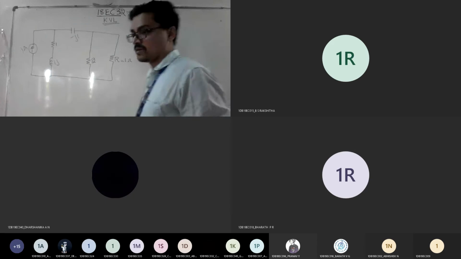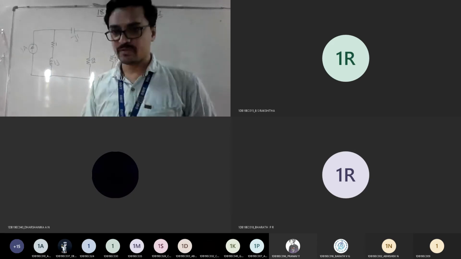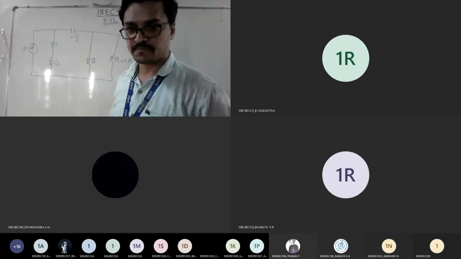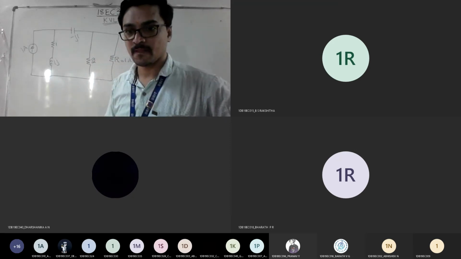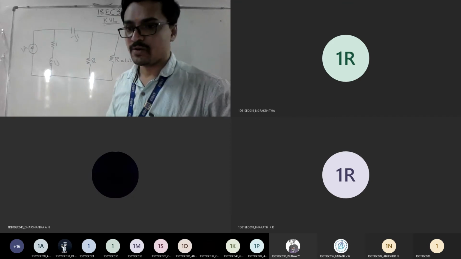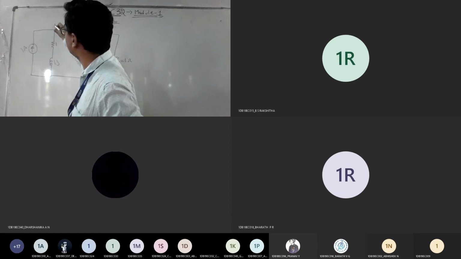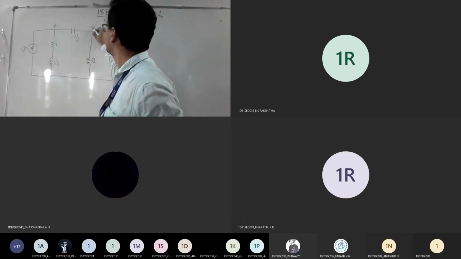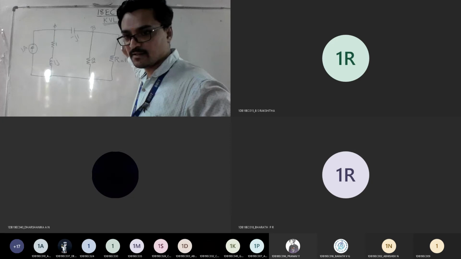So now tell me, what is the first thing you should do whenever you see a mesh analysis problem? You should mark the nodes. A is here, B is here. Do you want C here?